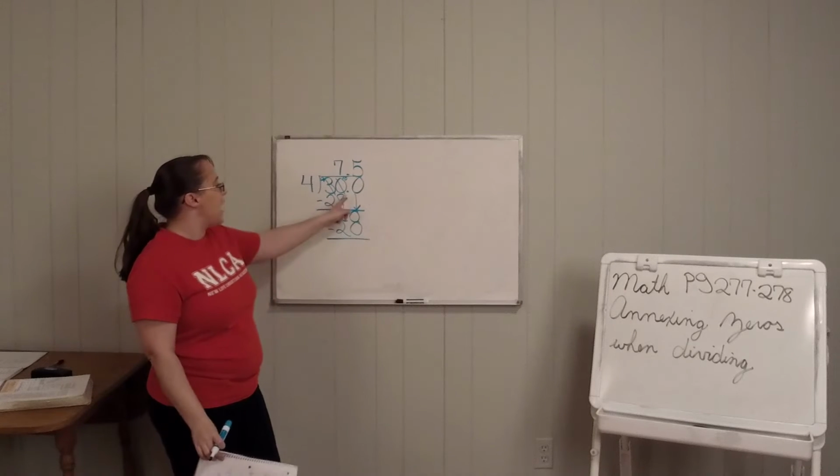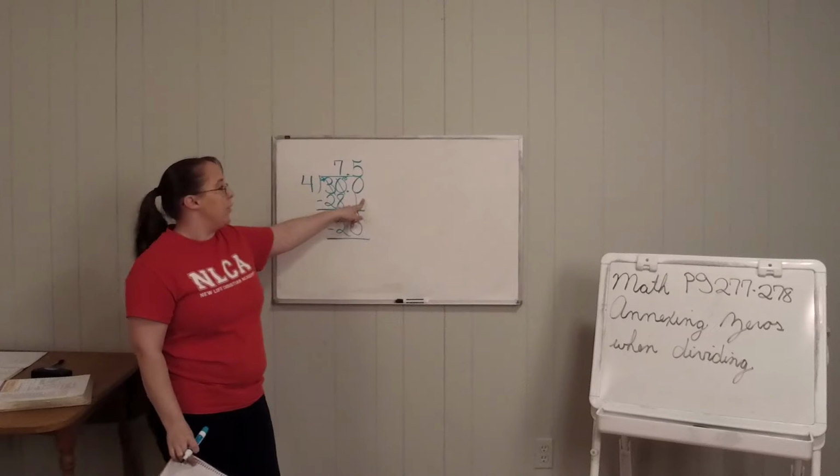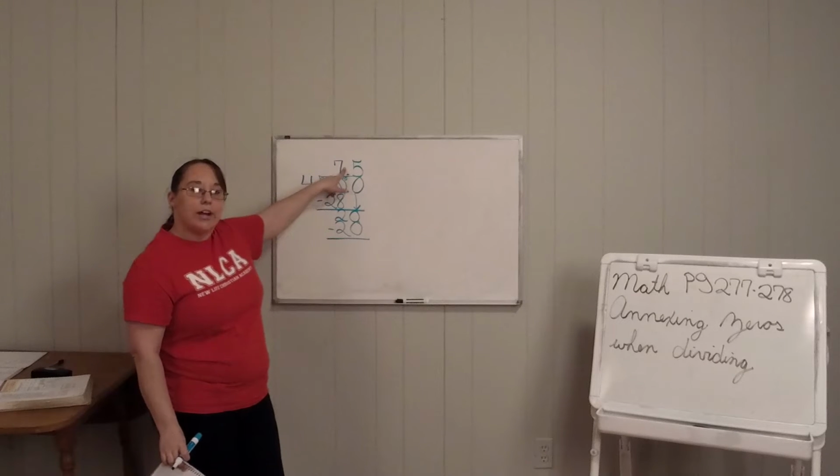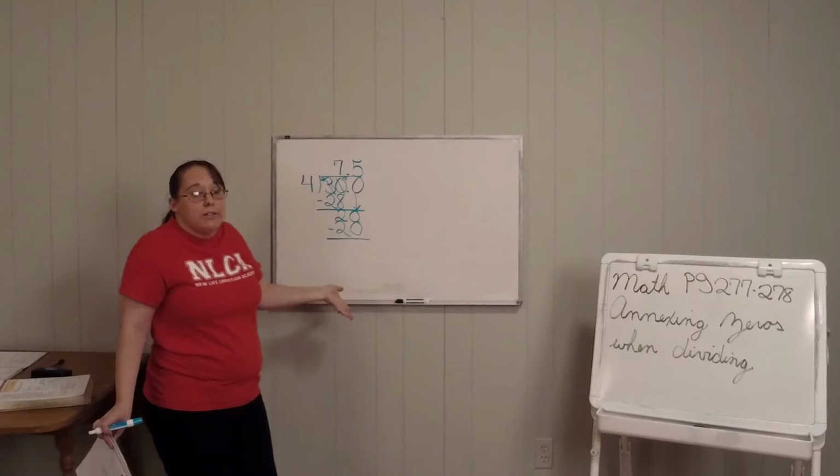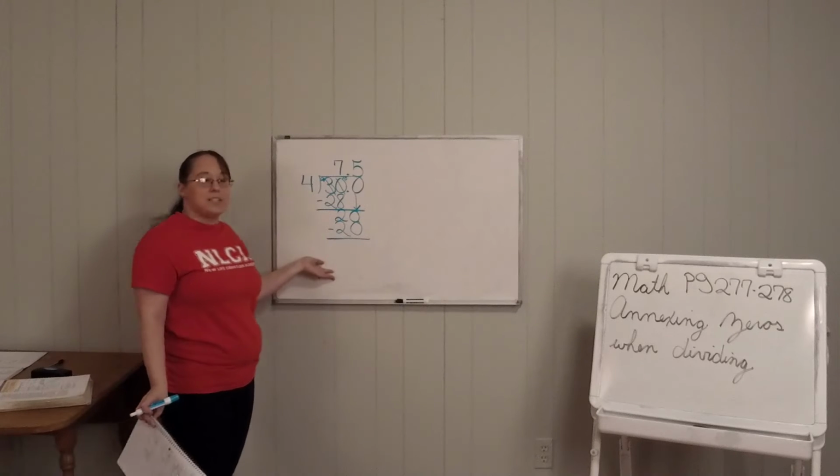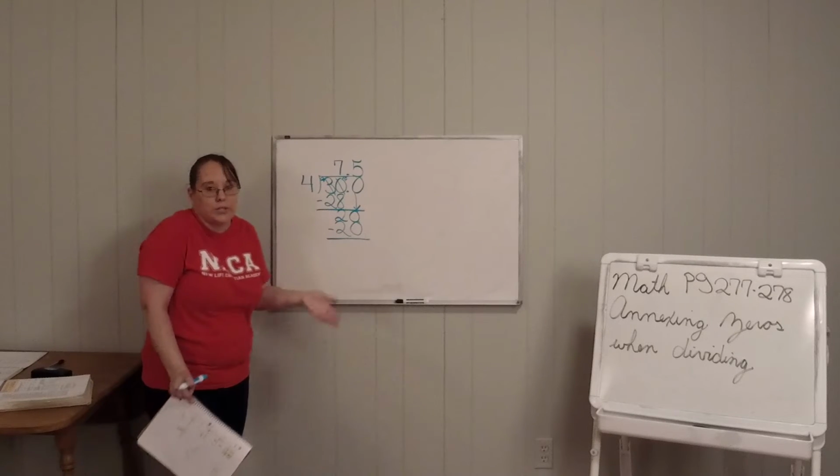So all you're doing is adding the decimal and a 0. Don't forget to put your decimal in your answer. That's all you're really doing. I don't think that's that complicated, just adding something to it.